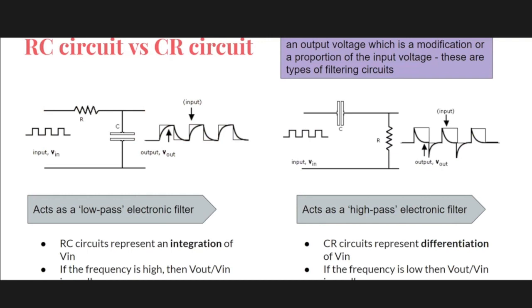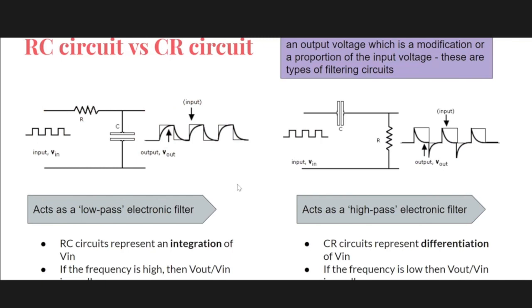So with these circuits, you can see that there is an output voltage and an input voltage. And essentially, this creates a voltage divider, which allows you to modify the input voltage. And this is a type of bridging circuit, as I was saying before. So on the left, we have an RC circuit where the resistor is first and then the capacitor. And it essentially represents an integration of the input voltage. So you have this square waveform going in, and then once it passes through these elements, you get this waveform.